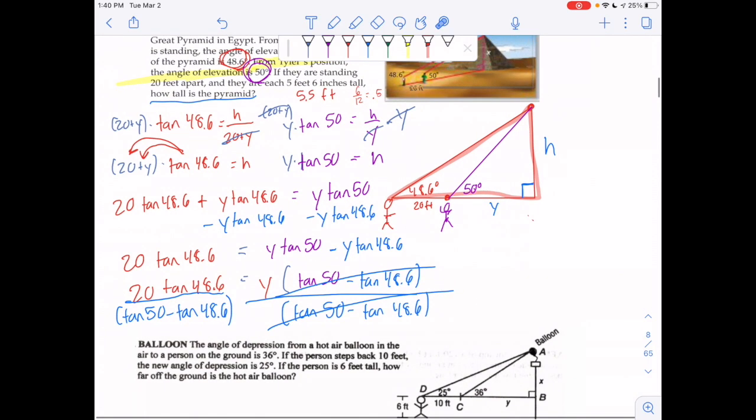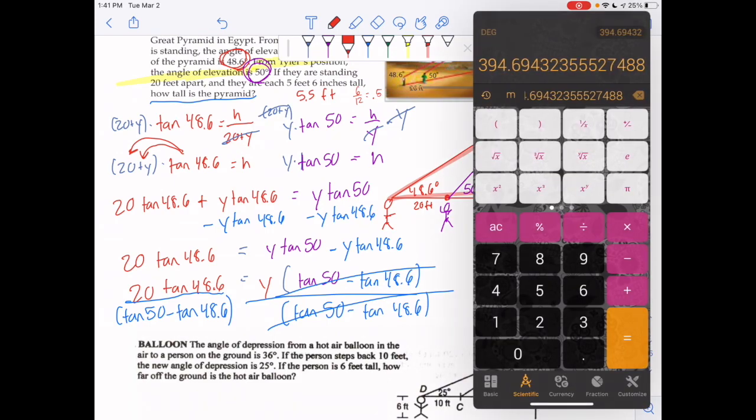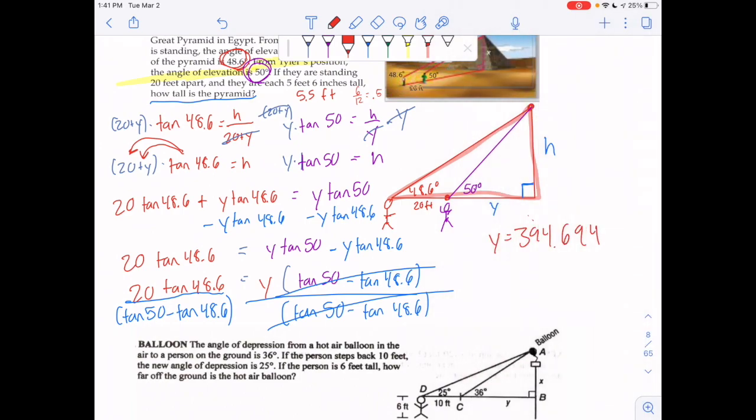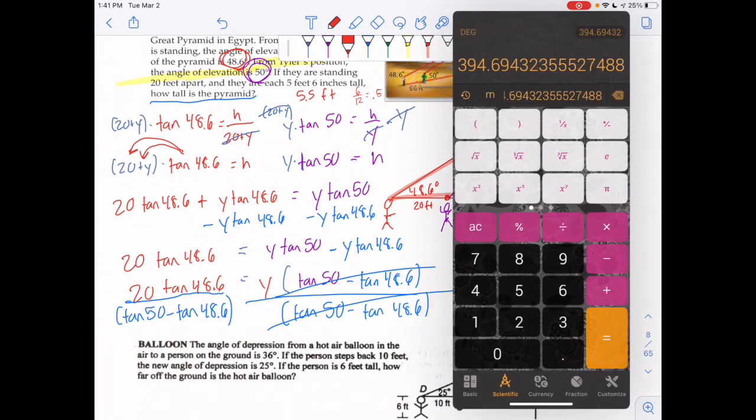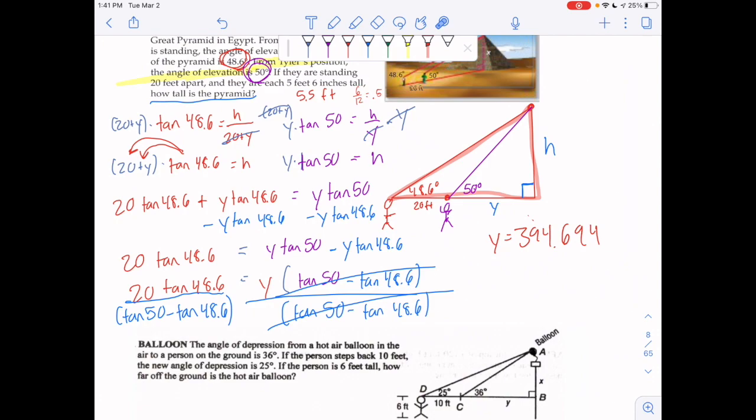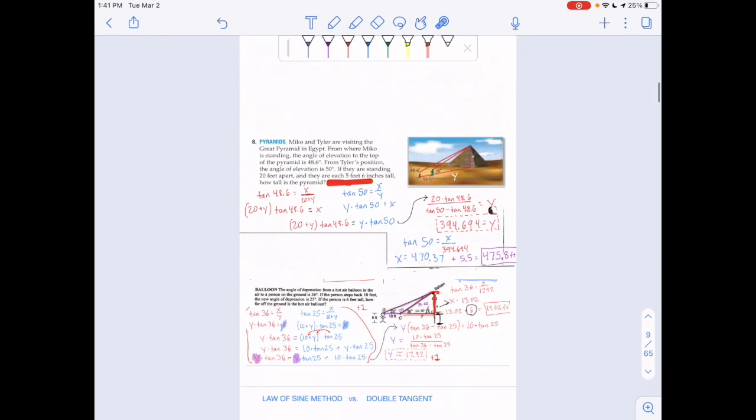So y is going to equal, not y. Is it y? Okay, it's y. Yeah, y equals 394.694. Let's just double check that. 394.694. Okay. Just round it to the thousandths, right? Because that is not our final answer. We need to solve for h. So that's good. That's your y here. So you're almost done. Let me just check my key real quick. Yep, that's good.